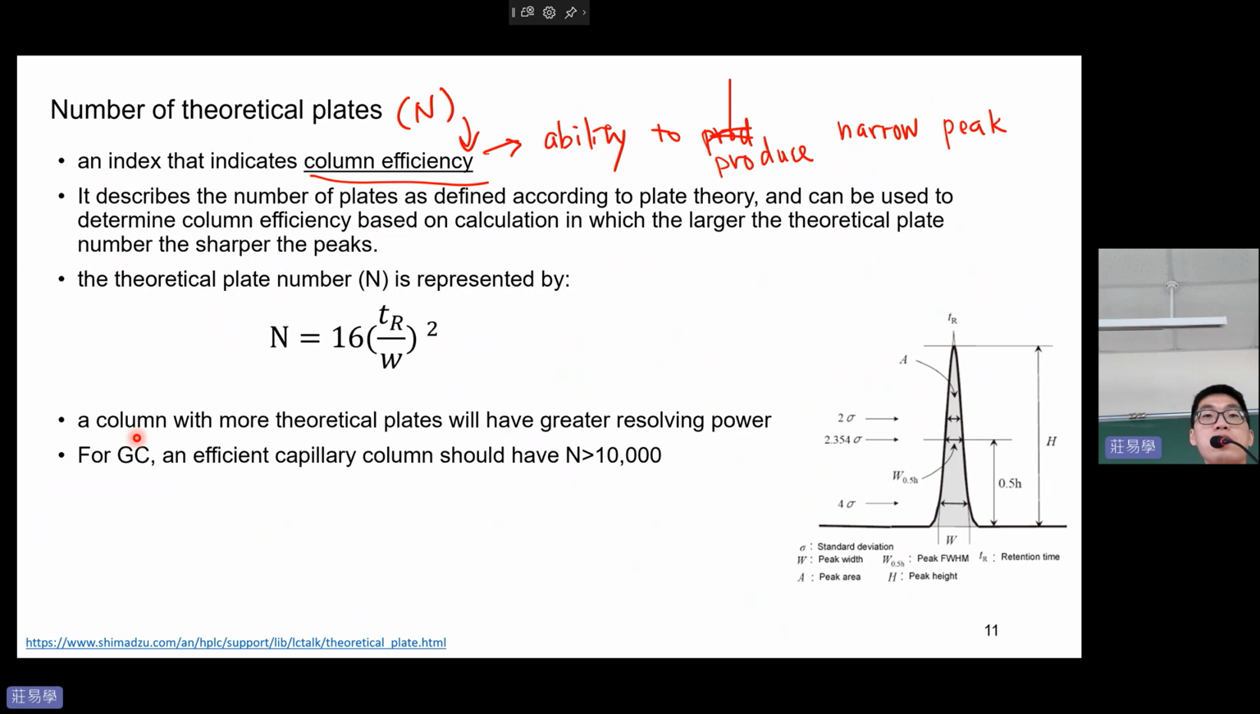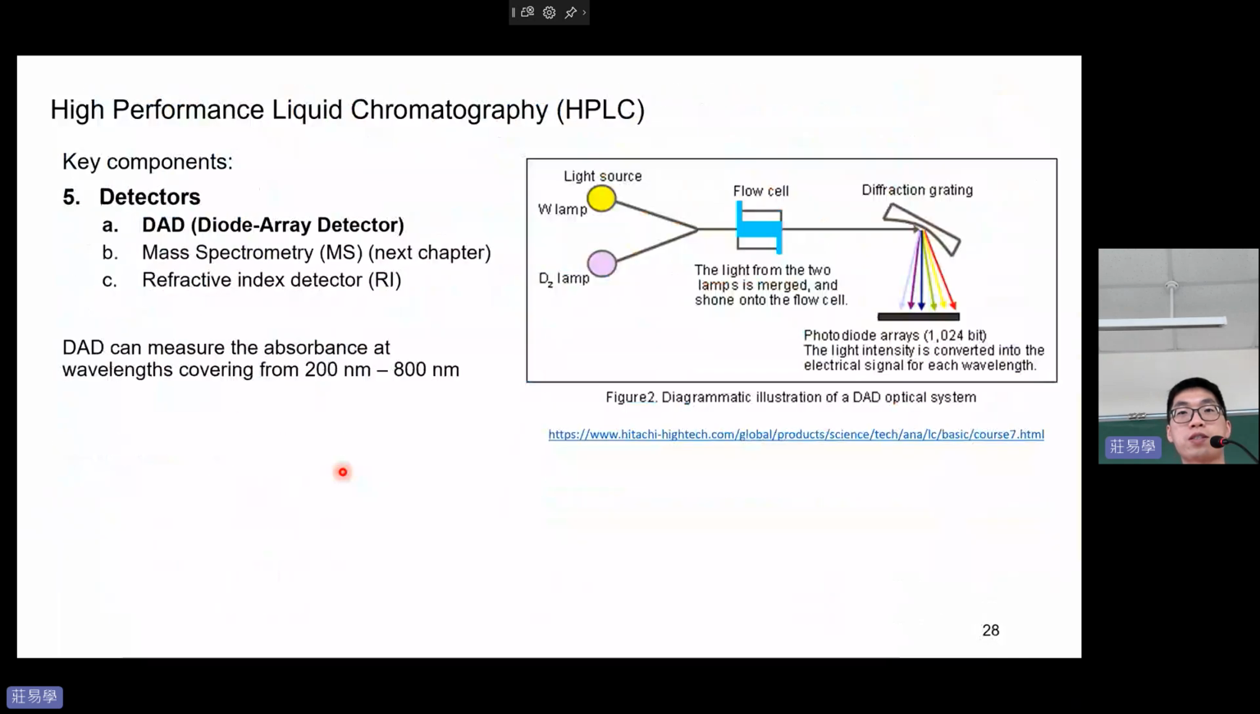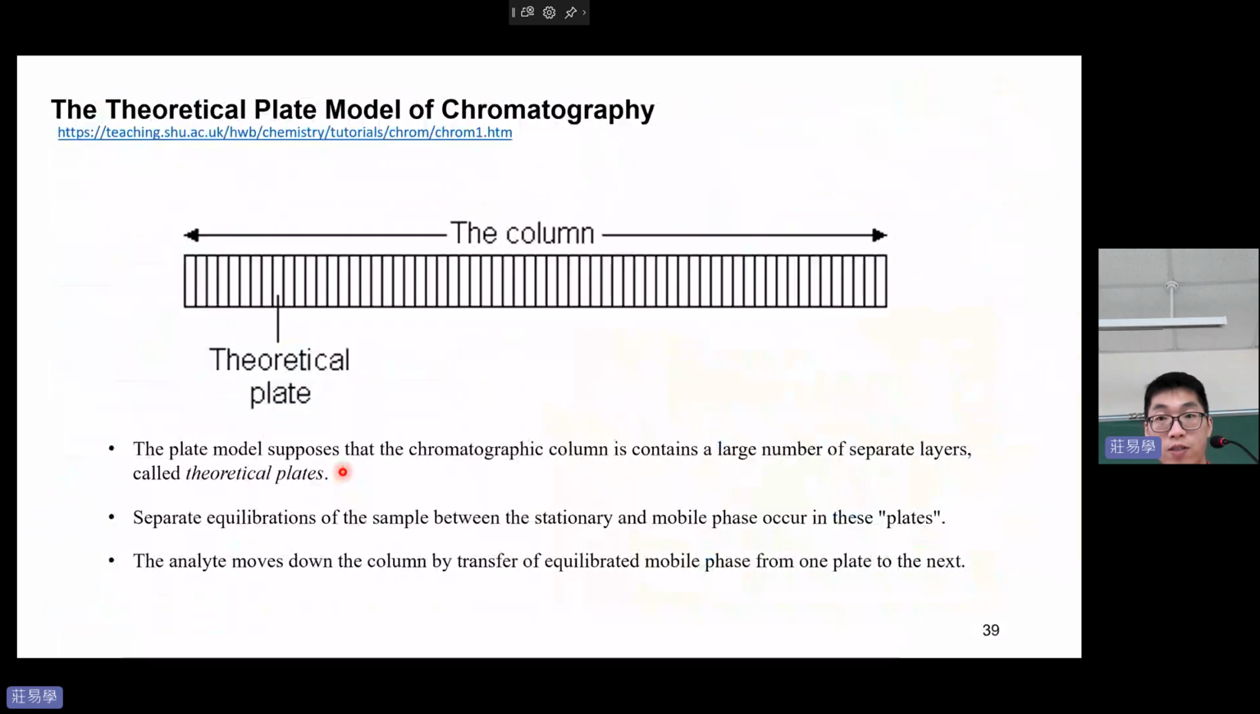So a column with more theoretical plates would have greater resolution power, and for GC, an efficient column should have a plate number larger than 10,000. Okay, so that's a brief introduction of the number of theoretical plates. So let's look at the supplementary slides. I guess it's 40.